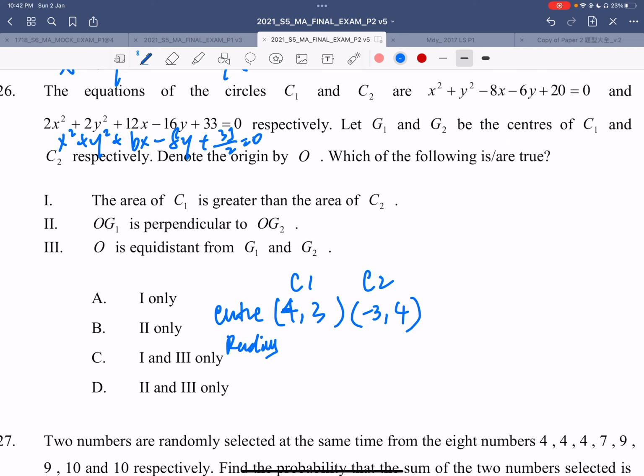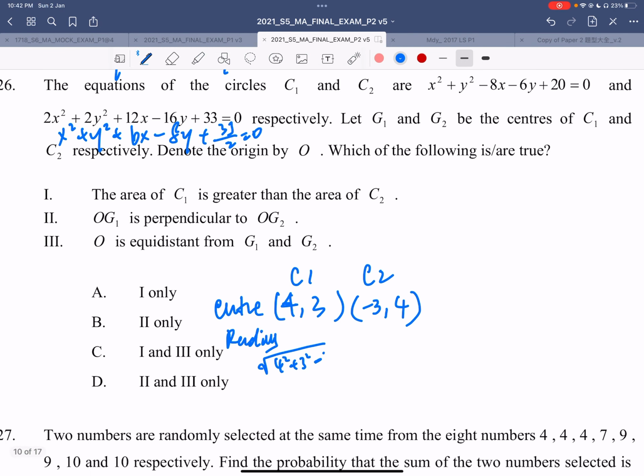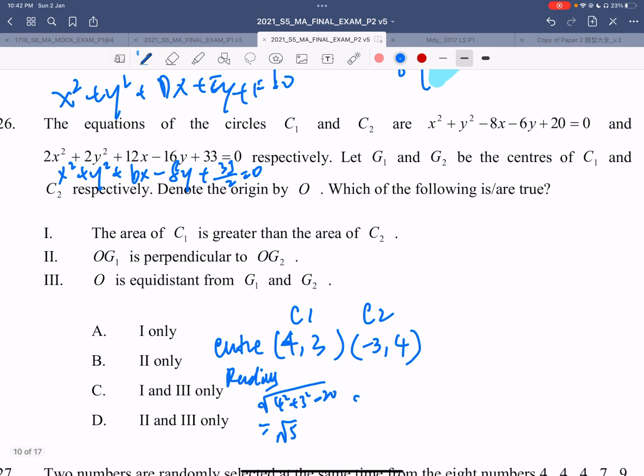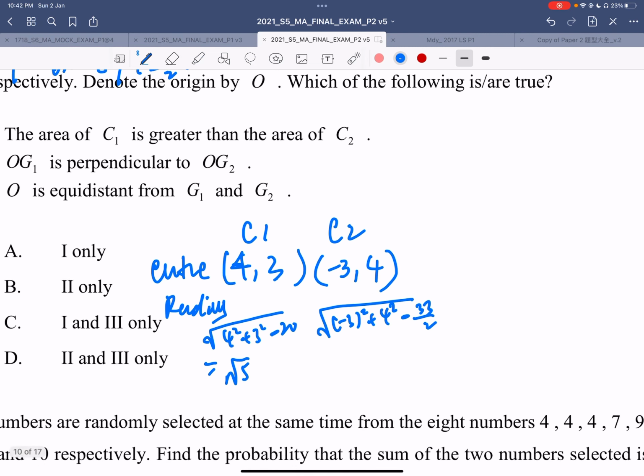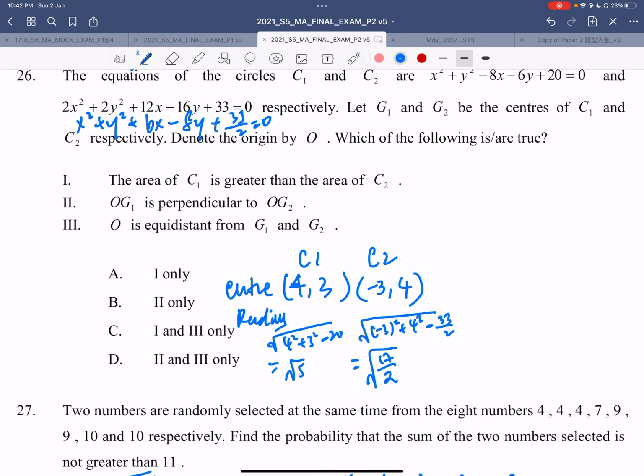For C1, what is the radius? The radius should be equal to root of 4 squared plus 3 squared minus f, which is root 20, which should be equal to root 5. And the radius of C2 is root of negative 3 squared plus 4 squared minus 33 over 2, which should be equal to root 17 over 2. Then after we know this information, we can actually obtain a lot of information.